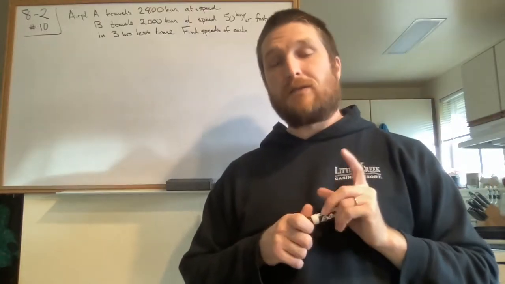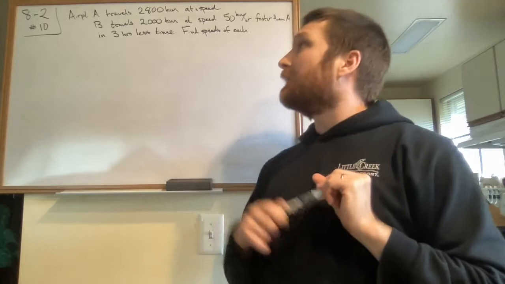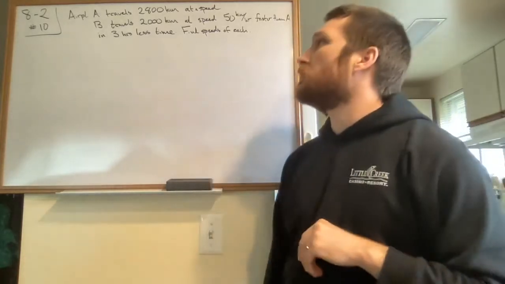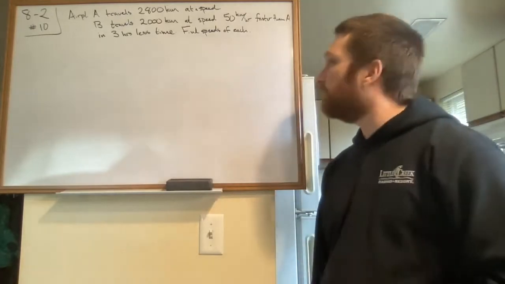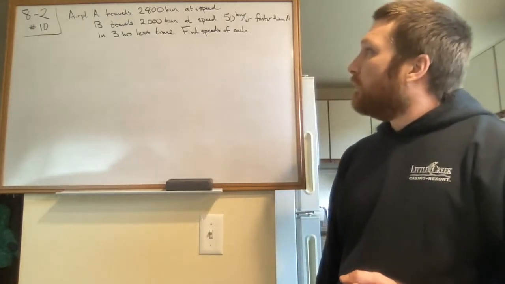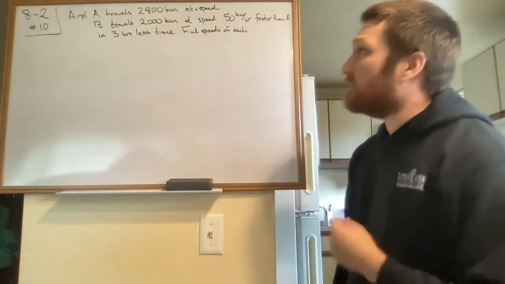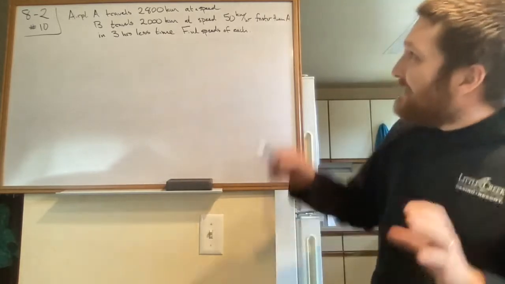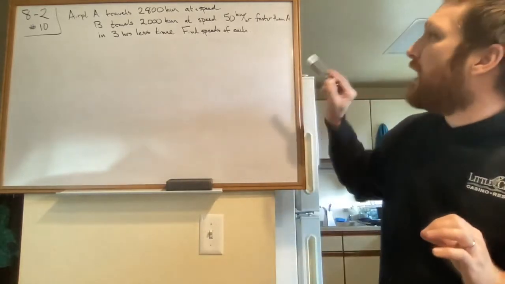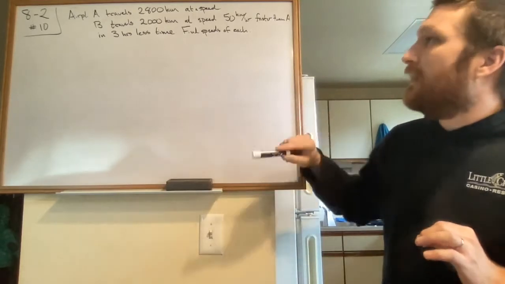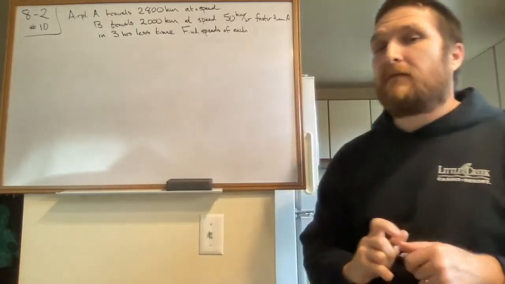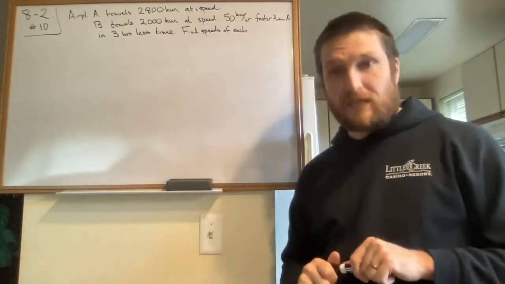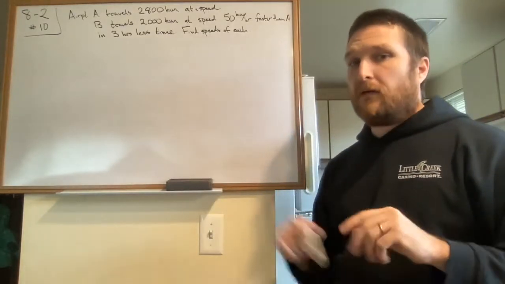Chapter 8, section 2, problem number 10. Airplane A travels 2,800 kilometers at a given speed. Airplane B travels 2,000 kilometers at a speed that is 50 kilometers per hour faster than A, but it does it in 3 hours less time. Find the speeds of each. Okay, so find the speeds of each.